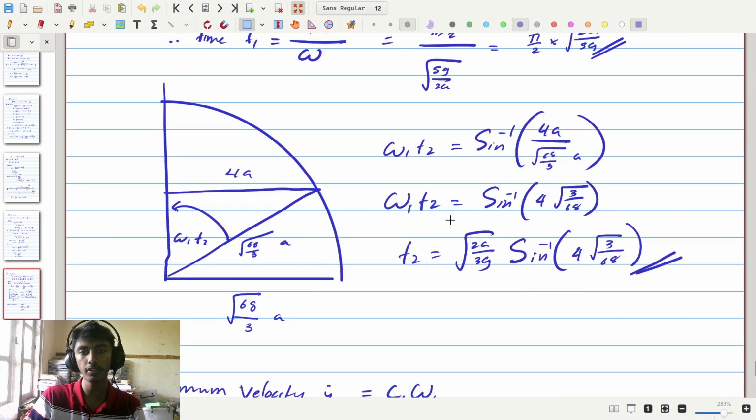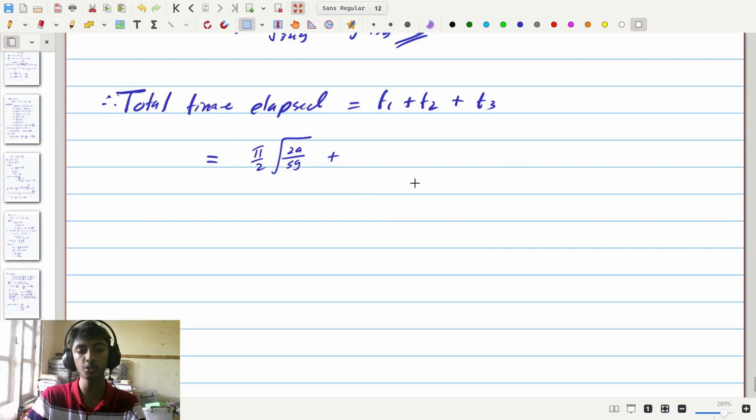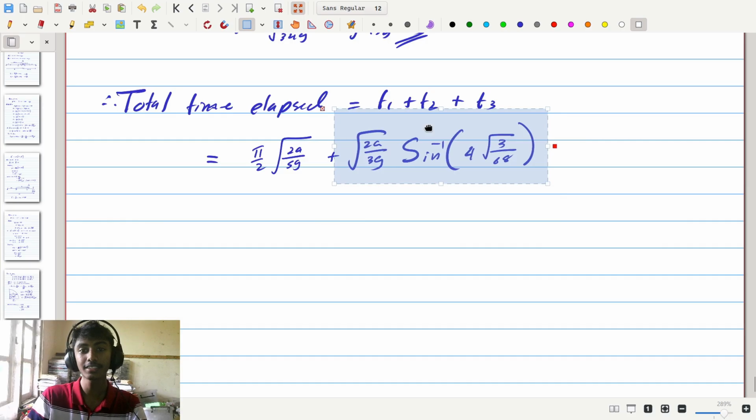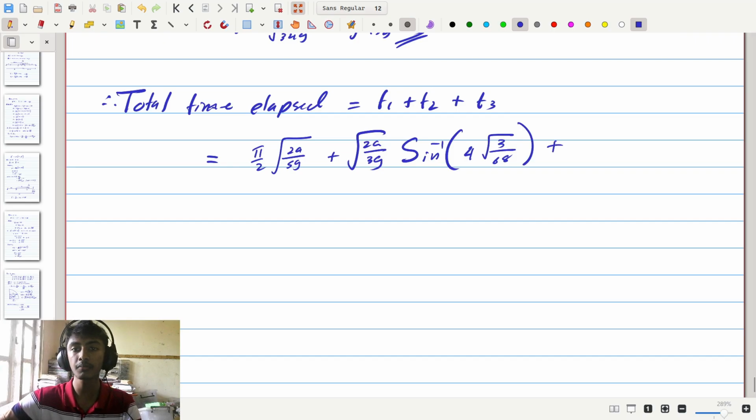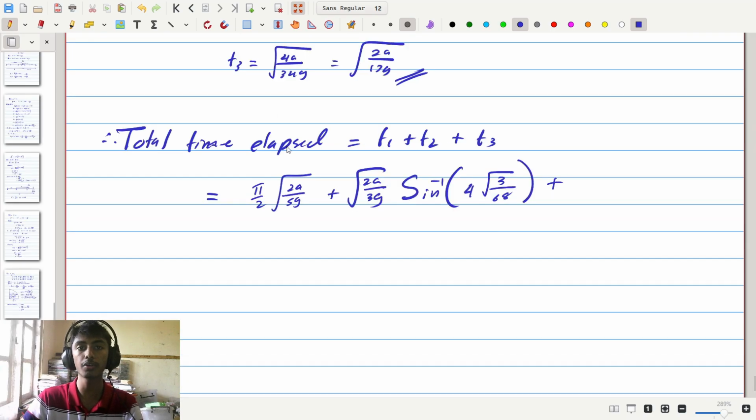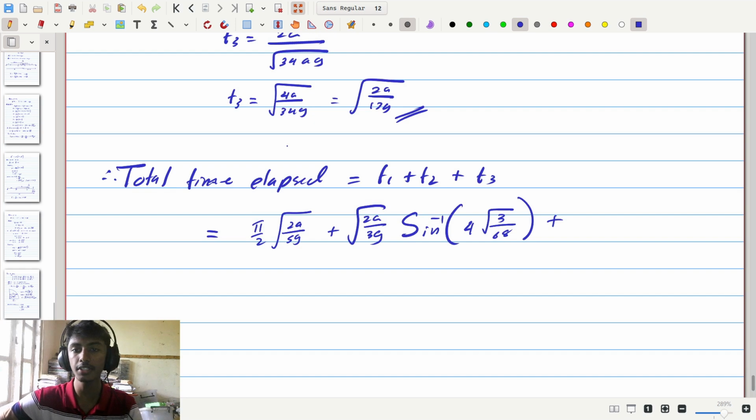I'm actually going to copy the whole thing. I don't want to write it again. This whole thing, the square root of 2a over 3g times the sine inverse of 4 times root 3 over 68 plus t3, which is equal to the square root of 2a over 17g.